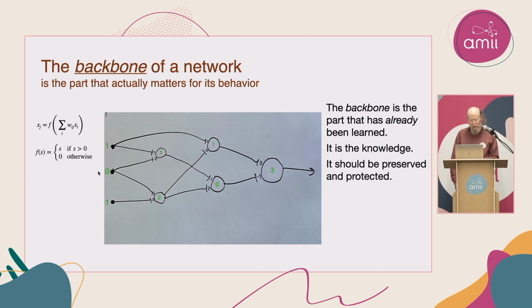Here I'm showing a particular flow of activity through the network. We're seeing an input of 1, 0, 1, and that propagates through approximately according to this idea. We do a weighted sum, and then we see if it's greater than 0, and if it's greater than 0, then that's the output. The number shown within the node is the output of the node.